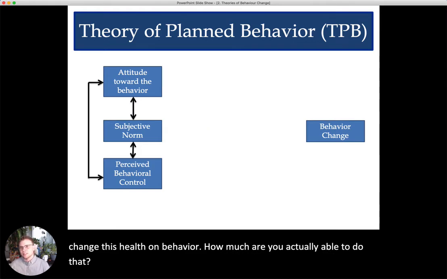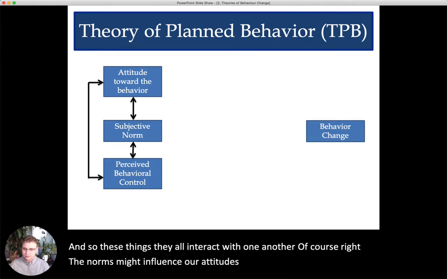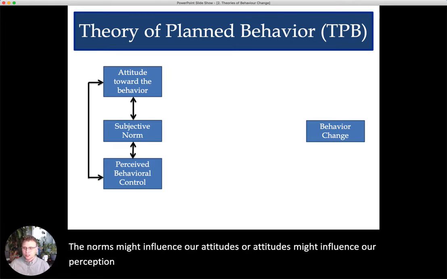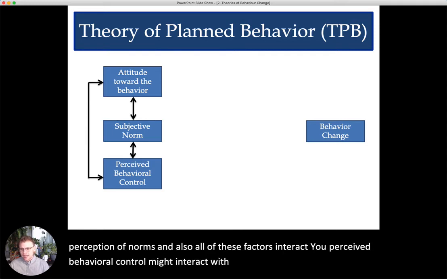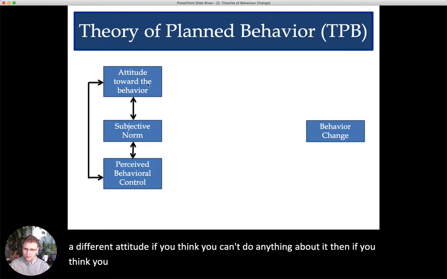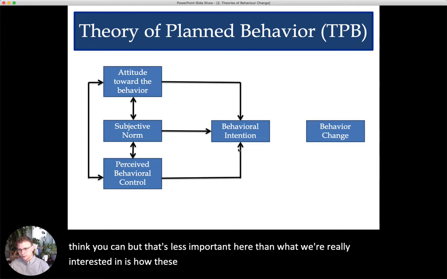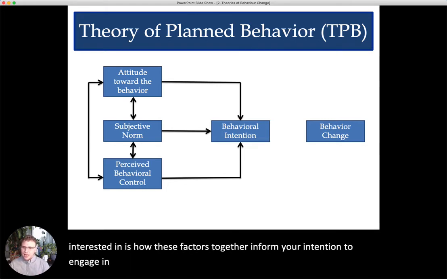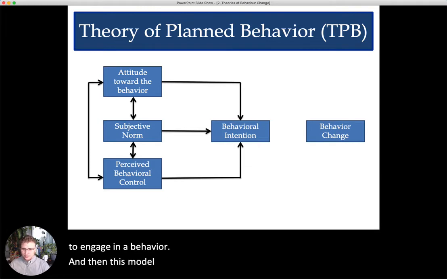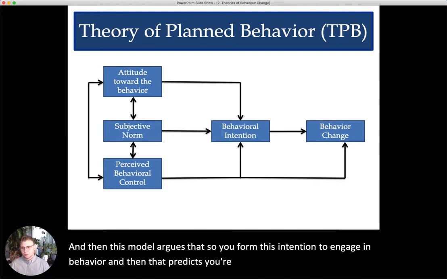And so these things, they all interact with one another, of course, right? The norms might influence our attitudes, might influence our perception of norms, and all of these factors interact. Your perceived behavioral control might interact with your attitude, right? You might have a different attitude if you think you can't do anything about it than if you think you can. But that's less important here than what we're really interested in, which is how these factors together inform your intention to engage in a behavior. And then this model argues that you form this intention to engage in the behavior, and then that predicts your actual engagement in the behavior.